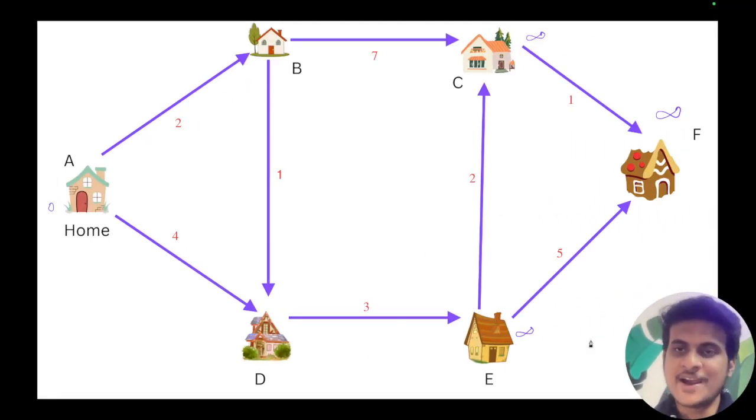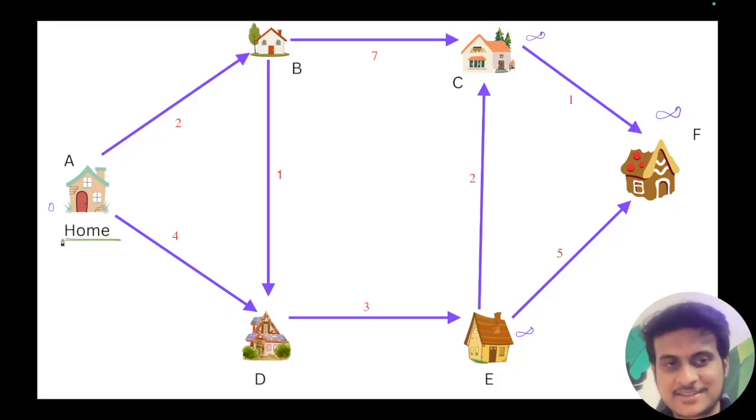Now we will try to understand using this graph. So you can see this home is our source vertex and the rest of the vertices are B, C, D, E and F. Now we will find the distance from the home vertex to the other vertices using the Dijkstra algorithm.